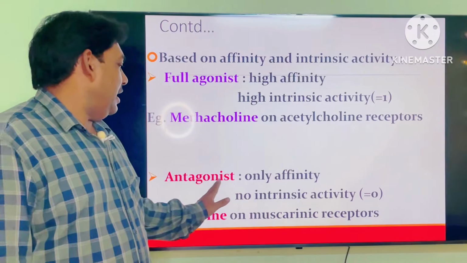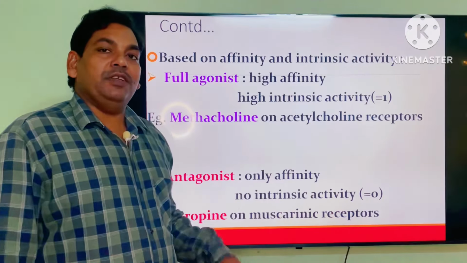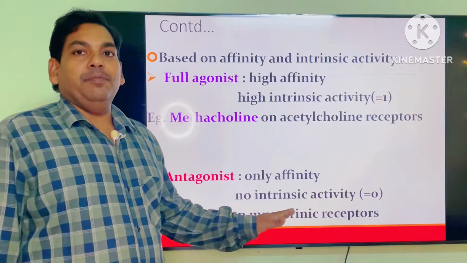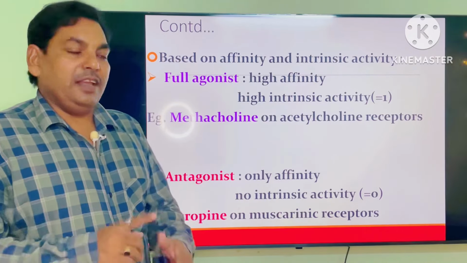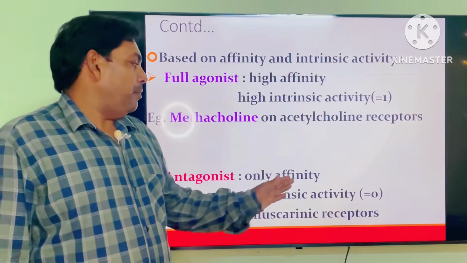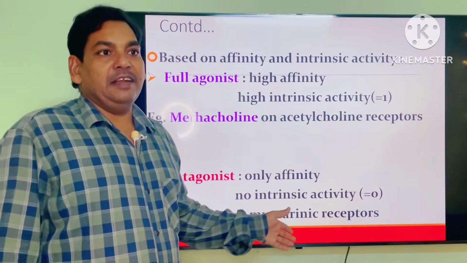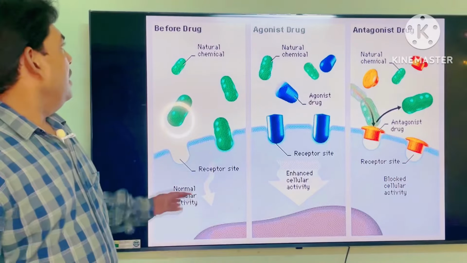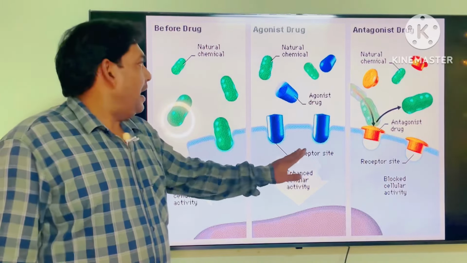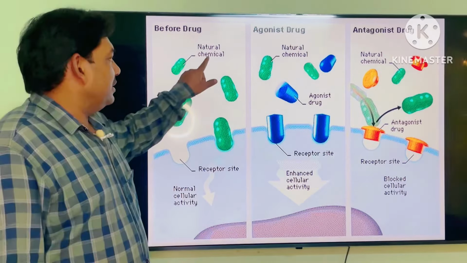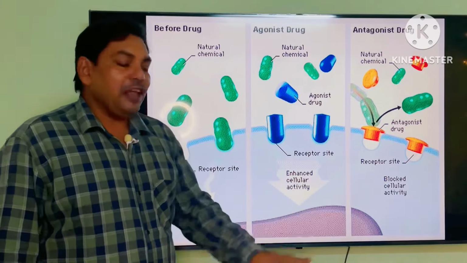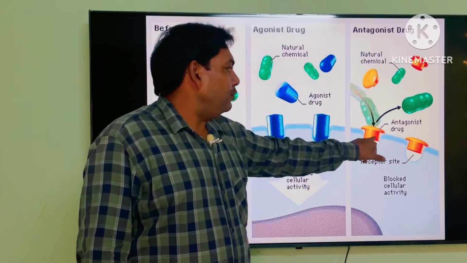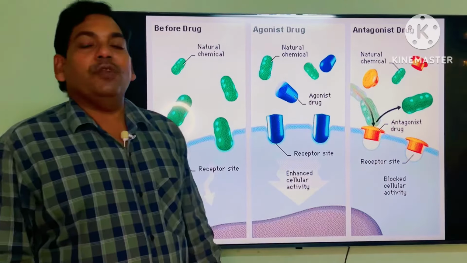And next, the antagonist has only affinity but intrinsic activity 0. Its example is atropine on the muscarinic receptor, which gives no response. Next, an agonist is a chemical drug that binds to the receptor and enhances the cellular activity, and an antagonist drug binds to the receptor and blocks the cellular activity.